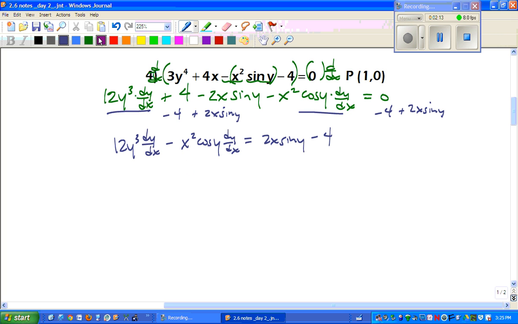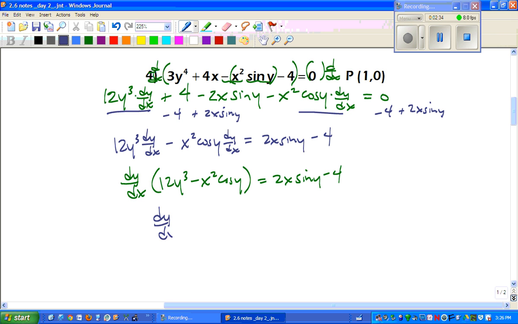We have the dy/dx's on one side by themselves. We can factor the dy/dx out. We get 12y cubed minus x squared times cosine of y equals 2x times sine of y minus 4. Then our last step to finish the derivative is to divide. Get dy/dx by itself, so we end up with 2x times sine of y minus 4 all over 12y cubed minus x squared times cosine of y.